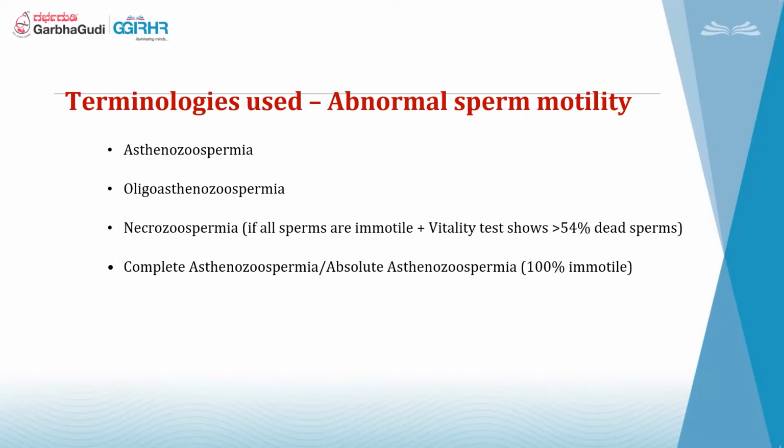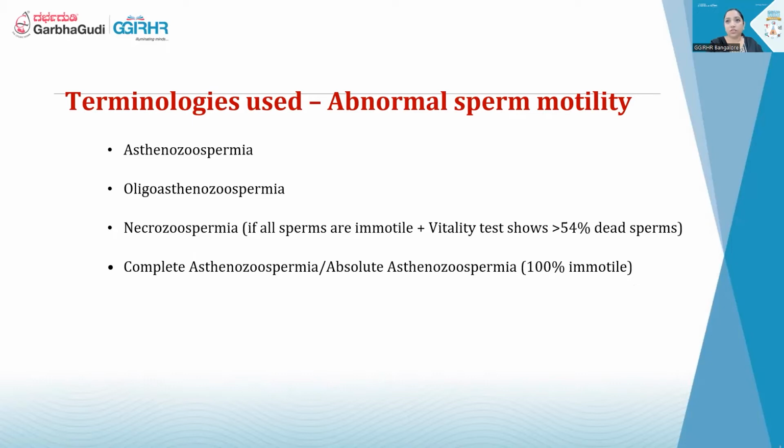And then there are terms like absolute or complete asthenozoospermia. So we have a count, but the motility is too low or zero, or 100% immotile sperms are seen. That is termed as absolute asthenozoospermia. So these are the different variations when you come across motility.